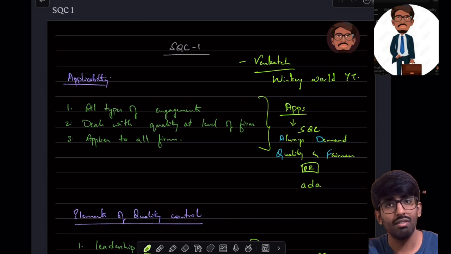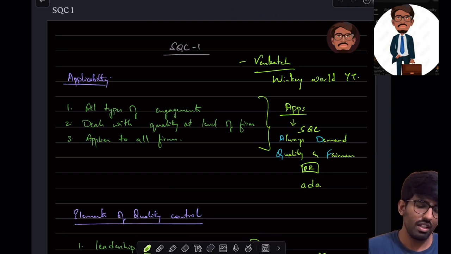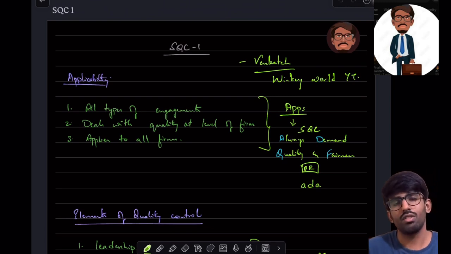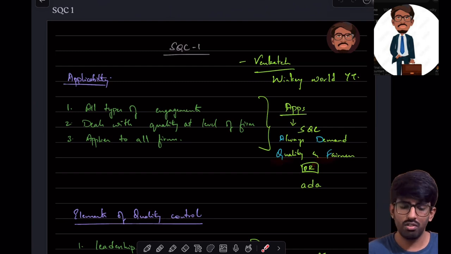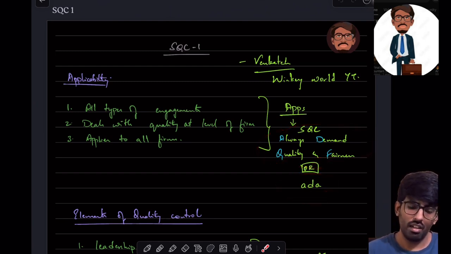So applicability, we have three things. One is it is applicable to all types of engagement. Second thing is it deals with quality at the level of the firm. And the third thing, it applies to all firms. For this, I have created a mnemonic as SQC. What does SQC always demand? SQC always demands quality and fairness. Also, if you're not able to remember this, you can remember it as ADA. Always demand quality and fairness.